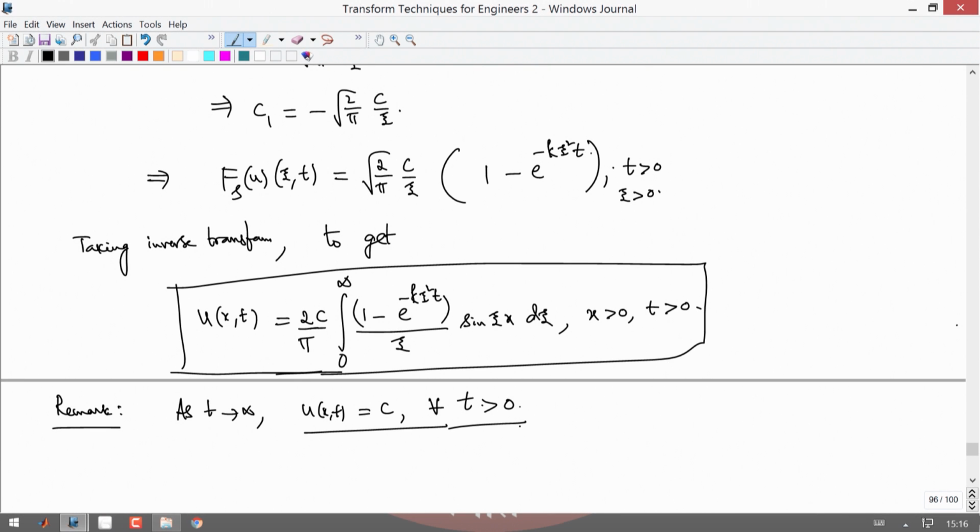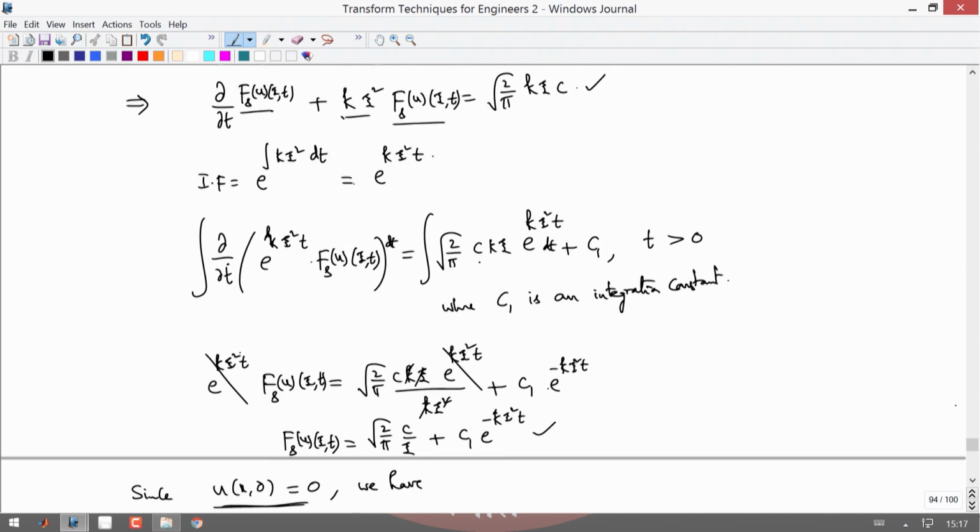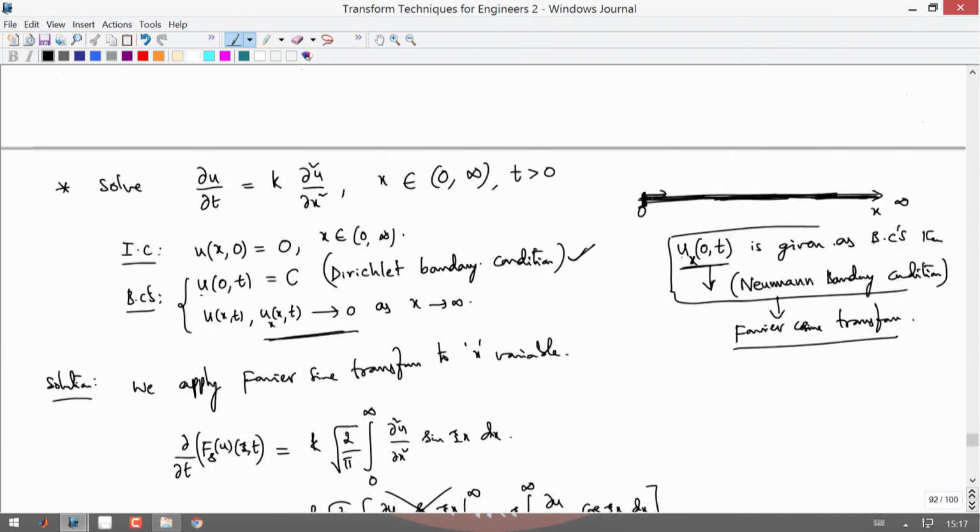For every x positive, this is what is true. Throughout the rod it becomes a rod with constant temperature C eventually as t goes to infinity, as time passes. This is how we solve if your domain is a semi-infinite domain, that is between 0 to infinity.